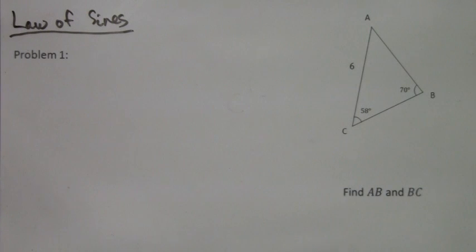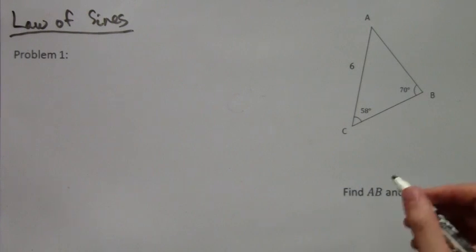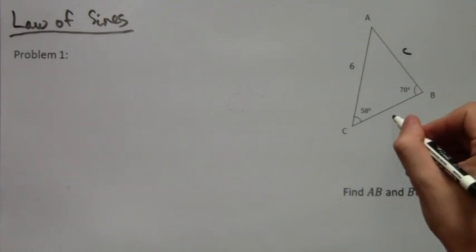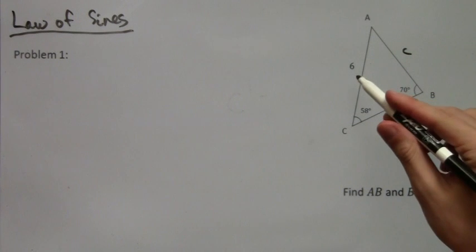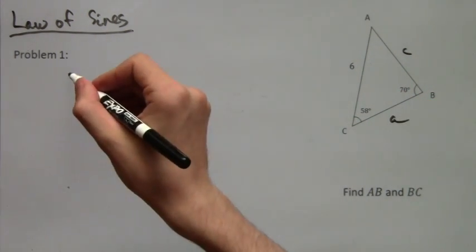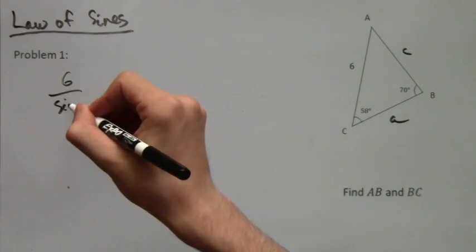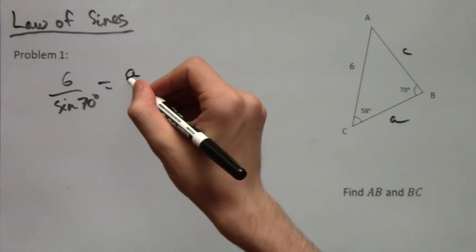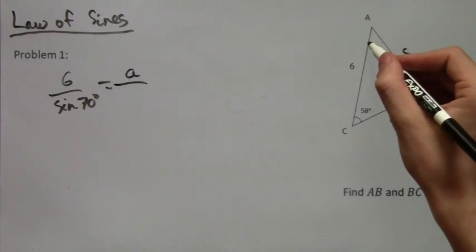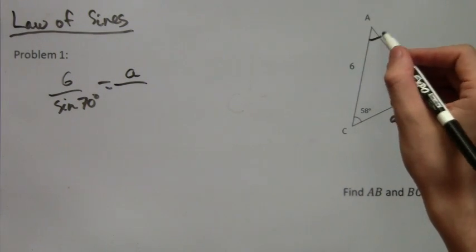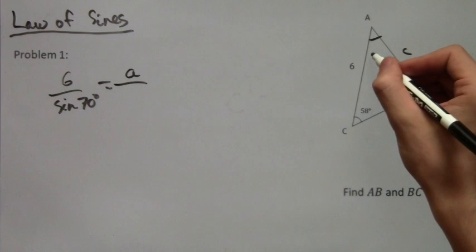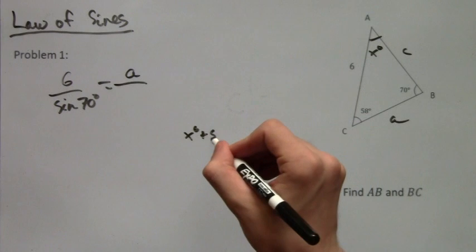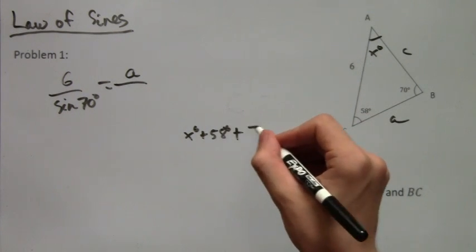Problem 1. So we're given triangle A, B, and C, and we're given the length of side AC and the angles. So first, I label the opposite sides. Opposite of A, we have lowercase a, and opposite of angle C, we have lowercase c. And by the law of sines, we know that 6 over sine of 70 degrees, because 6 is the opposite side from 70 degrees, is equal to a over the sine of angle A, but we don't know the sine of angle A quite yet.